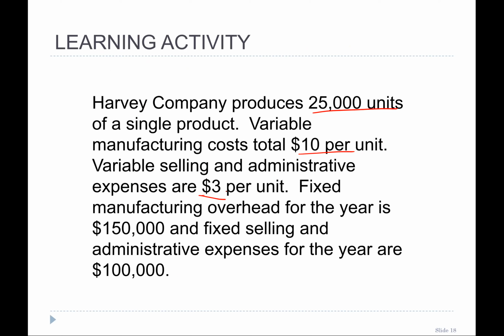3 per unit. Fixed manufacturing overhead 150,000. Fixed selling and administrative expenses 100,000. Right? So you would be given data with its behavior, where variable and fixed.